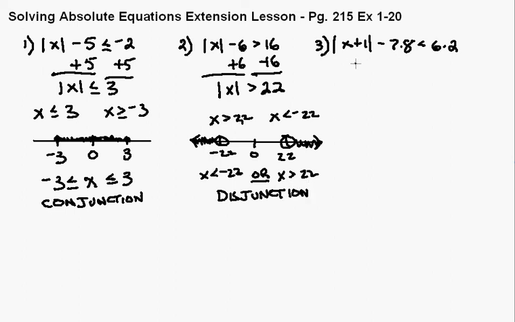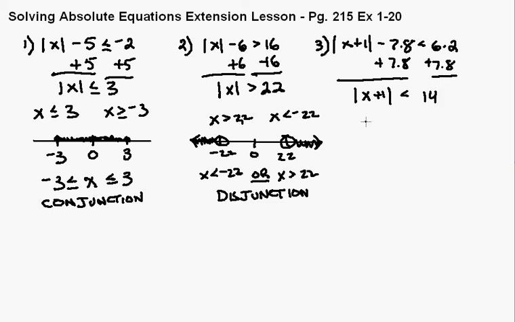And then we have number 3. So again, the goal is to isolate the absolute value on one side of the inequality. So I'm going to add 7.8 to both sides of the inequality. So I have the absolute value of x plus 1 less than 14, since 6.2 plus 7.8 is 14.